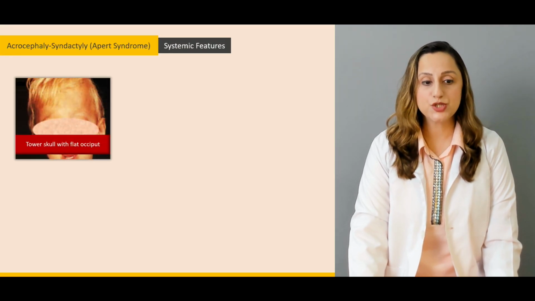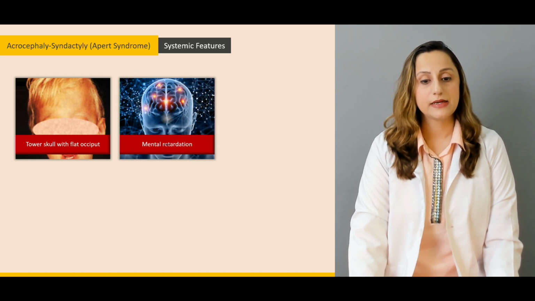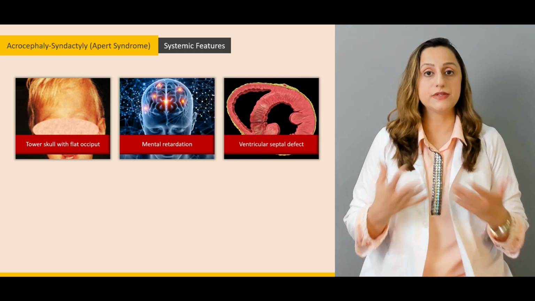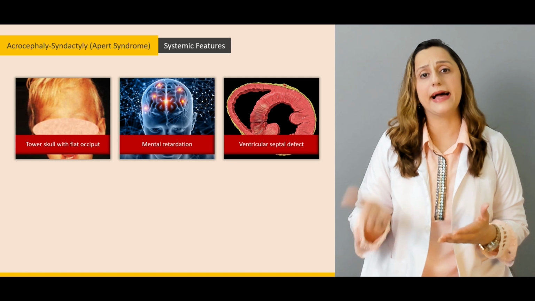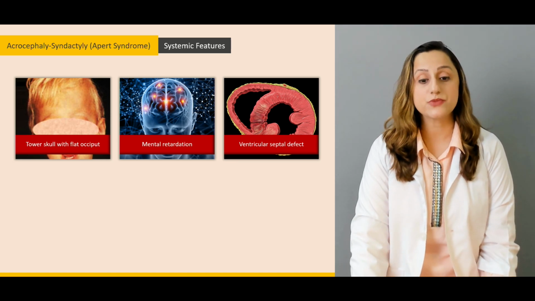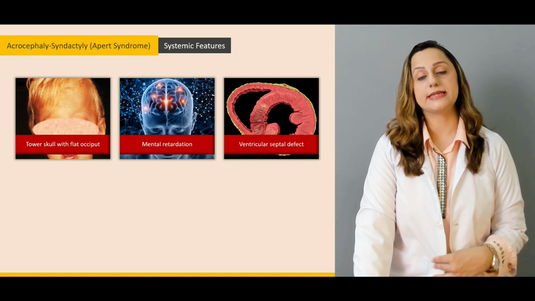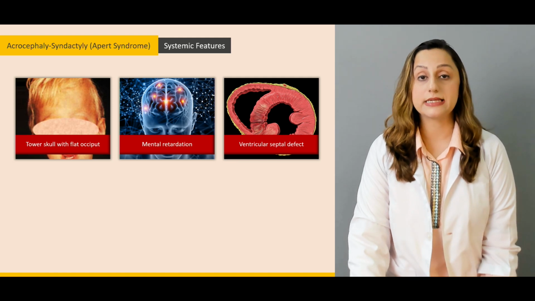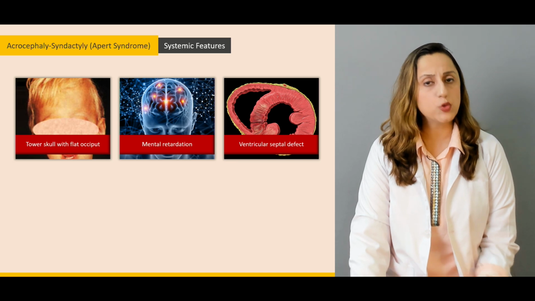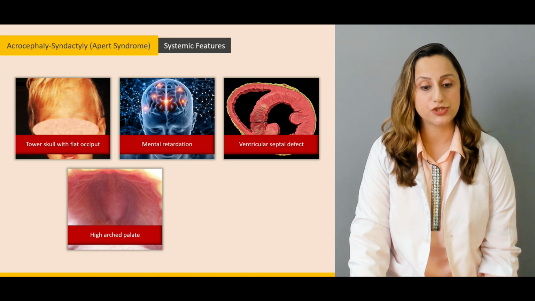The systemic features would be a tower skull with a flat occiput. Then these children can suffer from mental retardation, and you can obviously observe the milestones in these children, and that would reveal that these children are suffering from some sort of mental retardation. VSDs, that is the ventricular septal defects, are quite common. Again, as I've already emphasized, it's mostly a syndromic condition and not an isolated condition that is observed in these children.